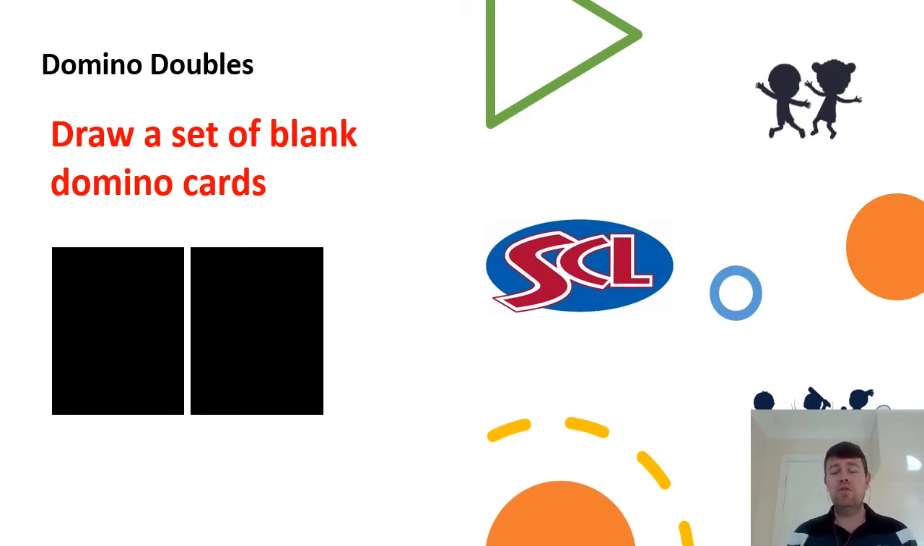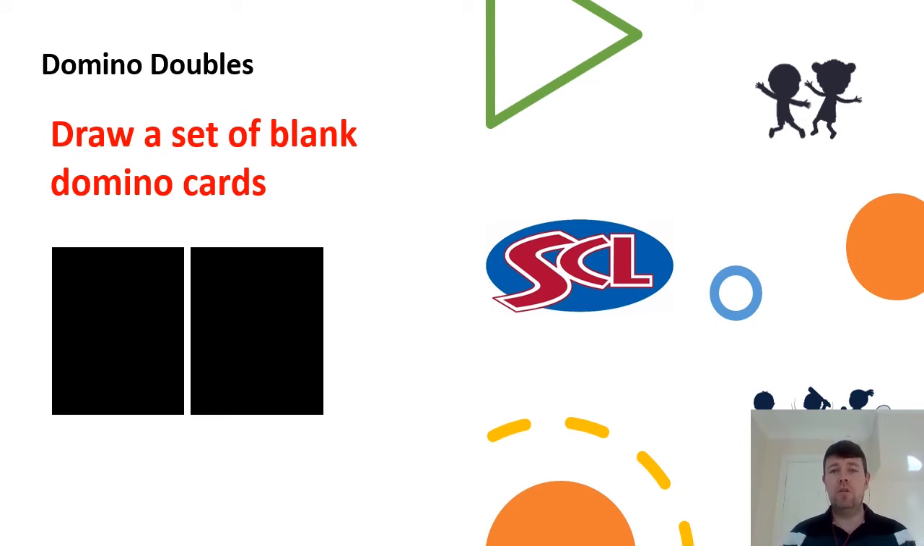So I would like you to draw a blank set of domino cards. Now you'll need about 10 of these. So pause the video and draw out 10. Now they don't have to be coloured in black and have white dots put on them. I'm not expecting anything of that level. You can simply just on your paper draw a rectangle like you can see on the screen and just draw a line down the middle so you're splitting that rectangle into 2 halves.